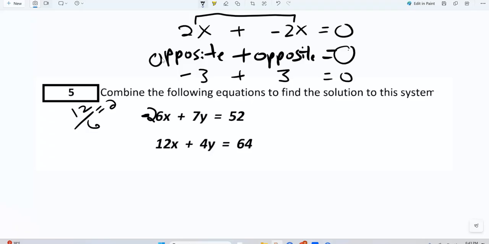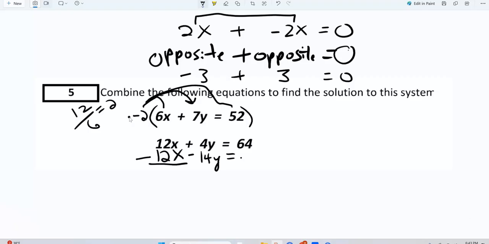Let me do this a little bit neater. Hold on. Okay, so I'm going to make this a little bit neater. Where's my cursor? Oh, I got my eraser on. So I'm going to go negative 2 times the whole equation, remember? So negative 2 times that is negative 12x, right? So now when I add these two together, they're going to cancel, right? But you also remember I have to take the negative 2 times the 7. So it's going to be minus 14y. Equals, and then negative 2 times 52 is negative 104.